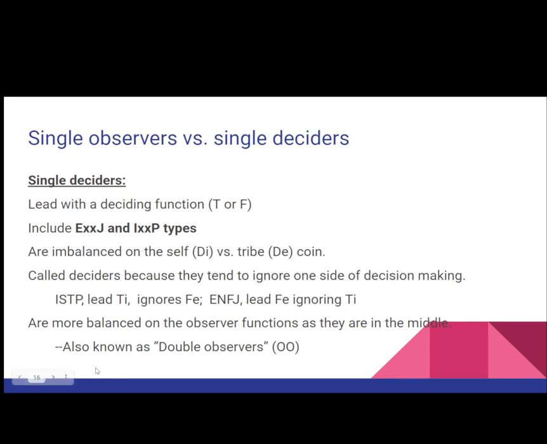Now, the single deciders, they're going to be more balanced on the observer functions because those are in the middle. So they can more easily go back and forth between the need to look at the facts, the data, the sensing, and then also the intuition, the overview, the big picture, the assumptions. So single deciders are also going to be what's called double observers, or abbreviated as OO for short.